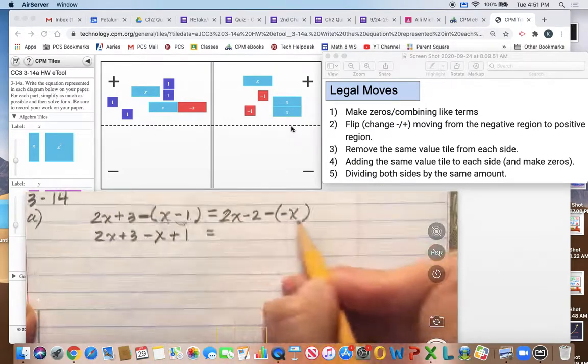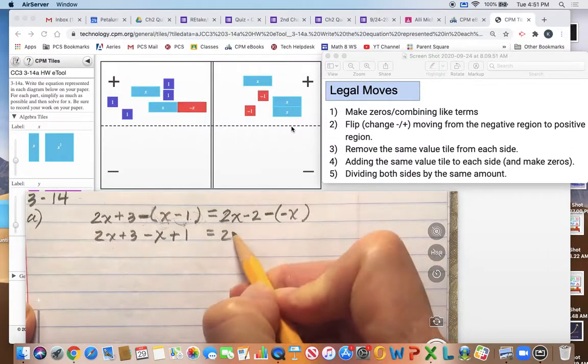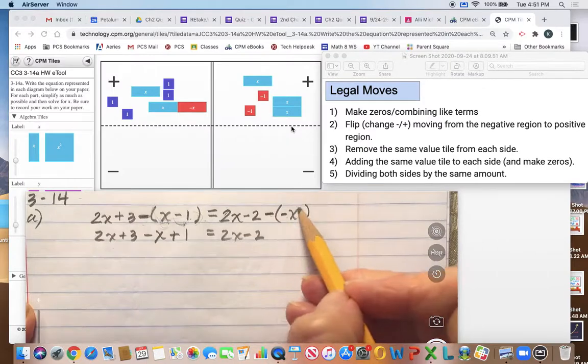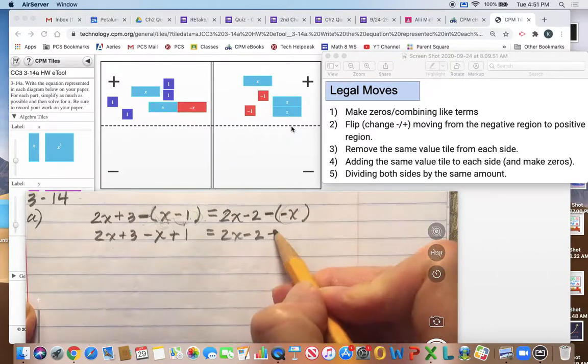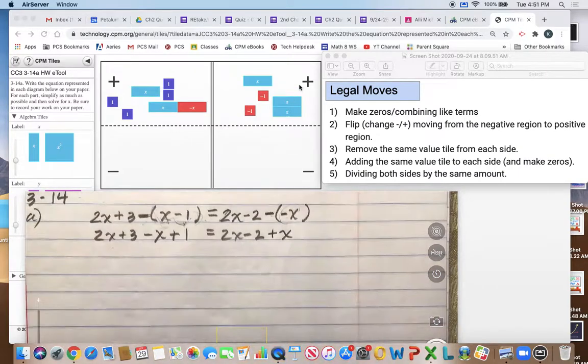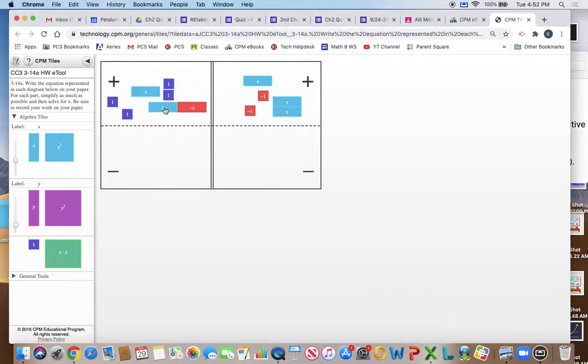Okay, and then we'll do the same thing over here. We'll just write this part as if it were the same, and then we're flipping this negative x to being a positive x. Okay, so now let's look and see. I think we can maybe make some zeros and combine like terms here. So if we look here, these two we can combine. So we'll take those, and we made a 0.